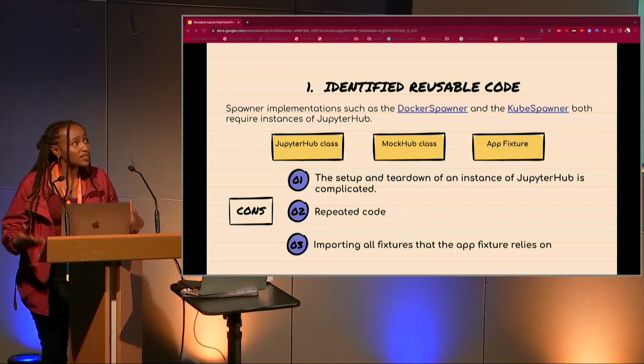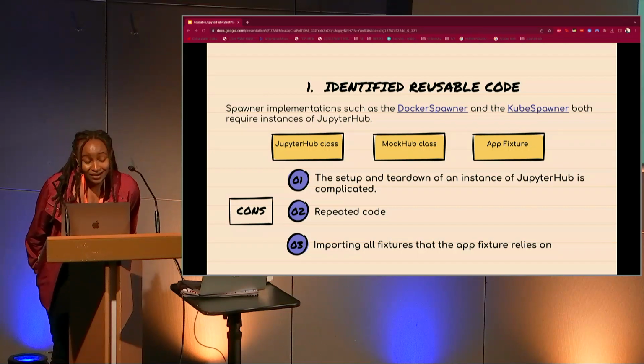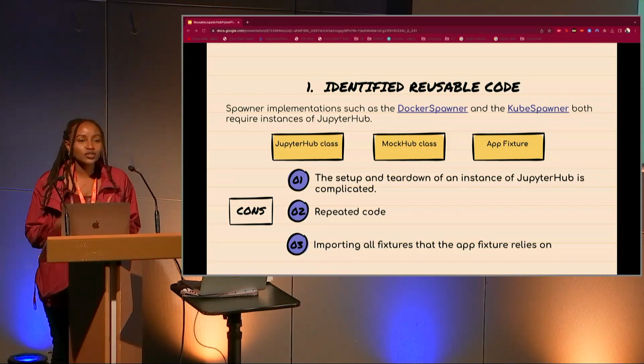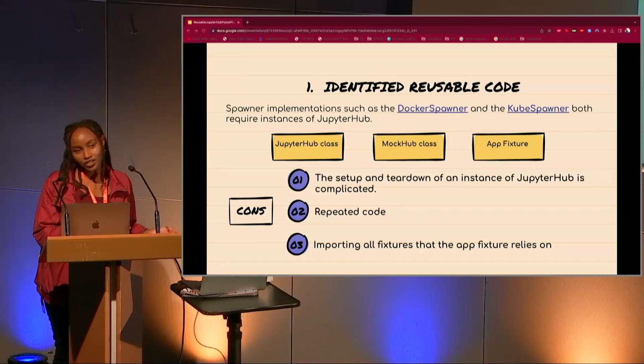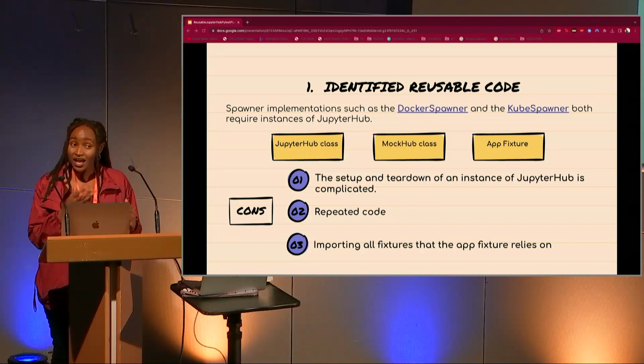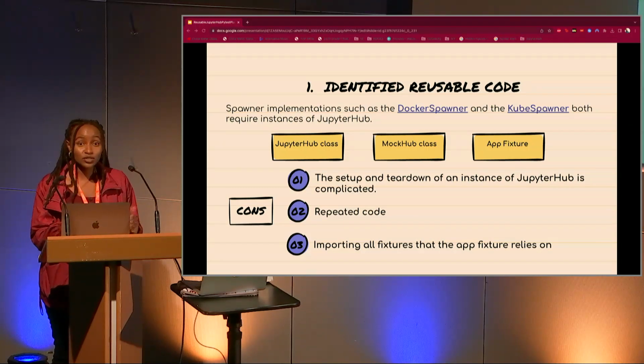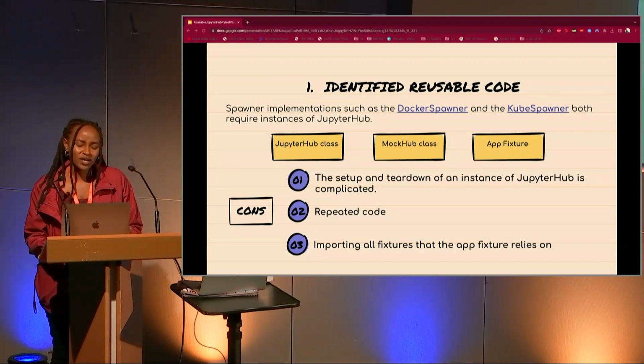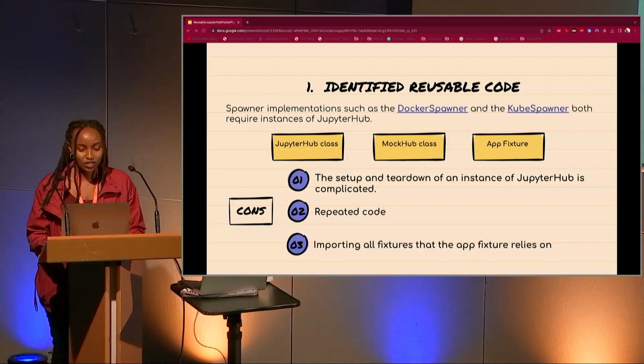If you decide to use the app fixture, you will notice that you need to import all the fixtures that the app fixture relies on. Yes, you may not need to use them in your test suite, but if the app fixture requires them, you need to get them. And therefore, you end up with unused dependencies in your test suite.